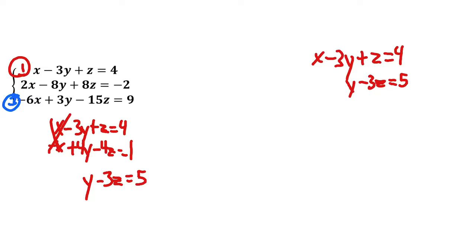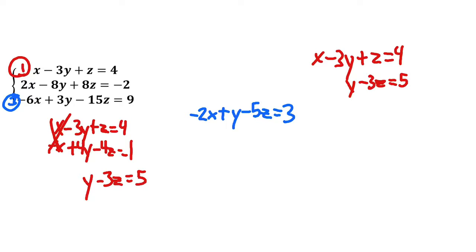So, first thing I'm going to do is write number 3, but I'm going to divide everything by the number 3, because 6, 3, 15, and 9 are all multiples of 3. So I'm now going to write negative 2x plus y minus 5z equals 3.